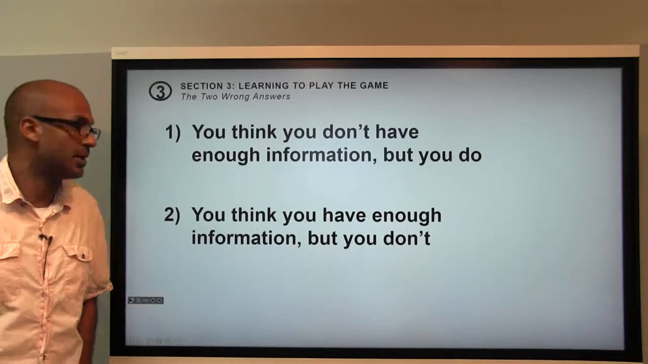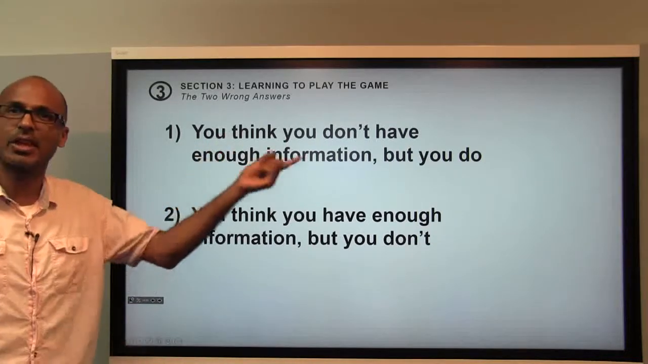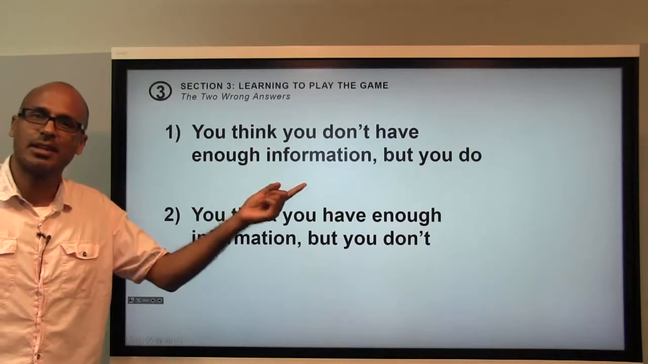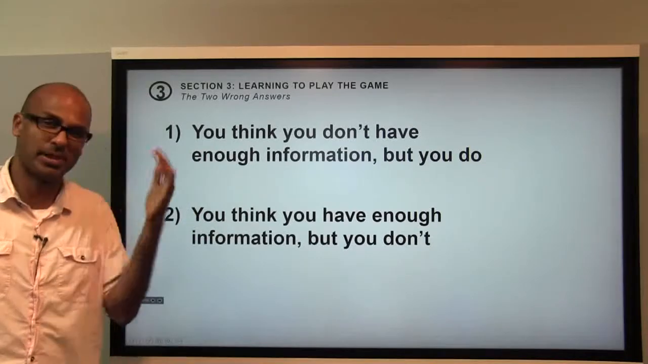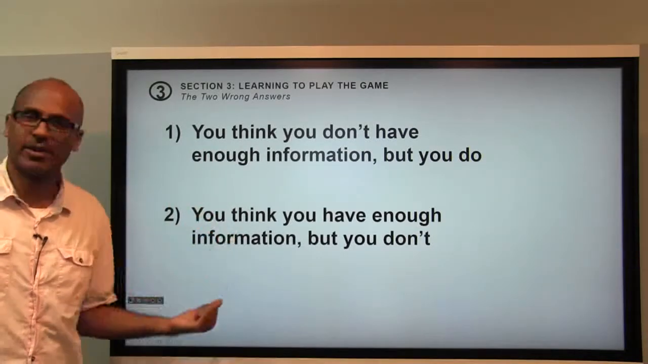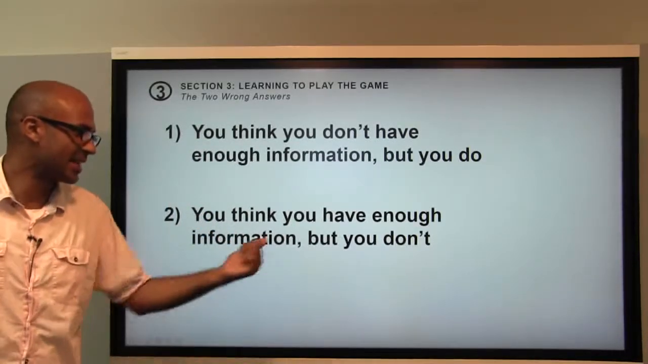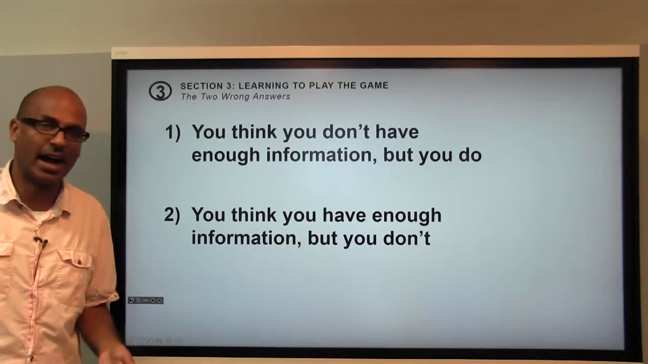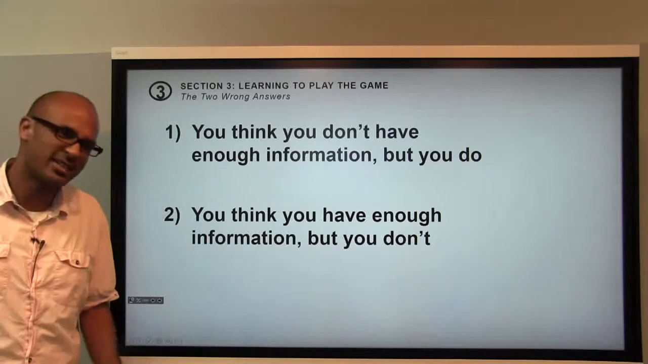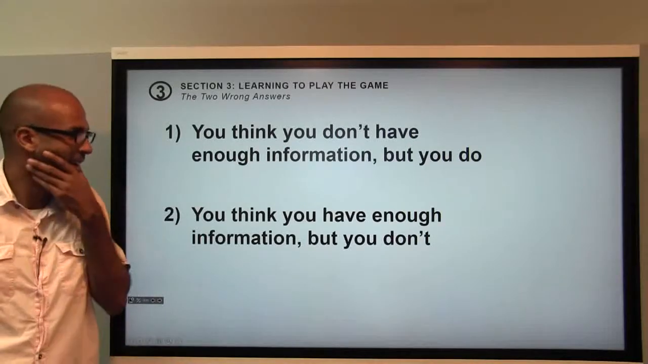You know, you mean one mistake I can make is I think I don't have enough info, but I really do. Like, I want to say it's not sufficient, but it's sufficient. Or on the exact opposite end, I think I've got enough info, but I don't. I want to say it's sufficient, but it's not. Like, I'm supposed to learn something from this? And I'd say, yeah, you actually can.